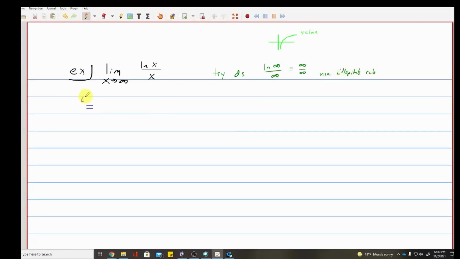Using L'Hopital's rule, this is equal to the limit as x goes to infinity of 1 over x divided by 1. And when I take the limit as x goes to infinity of 1 over x, if I remember back from section 4.5 when we were looking at horizontal asymptotes and graphing, we said, oh, as x goes to infinity, 1 over x goes to 0. So the limit as x goes to infinity of natural log of x over x is 0.